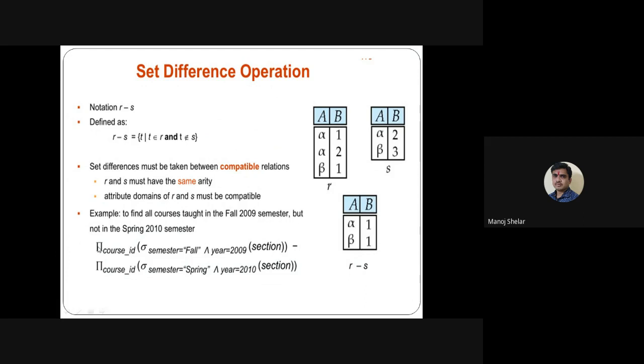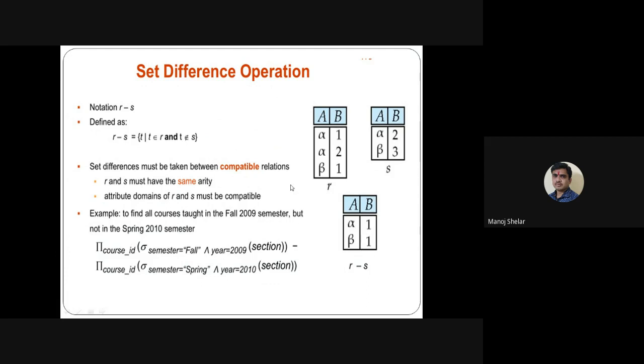Projection means pi, course ID of the first table, select semester is equal to fall, and year is equal to 2009, section is a one relation, minus pi course ID, select semester is equal to spring, and year is equal to 2010, section. This is a minus operation query.